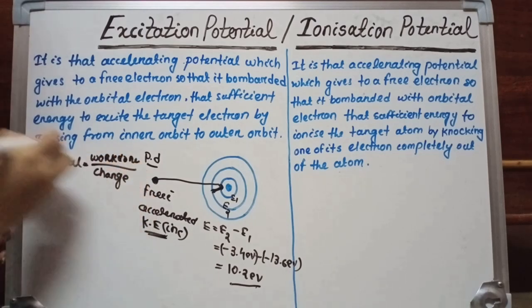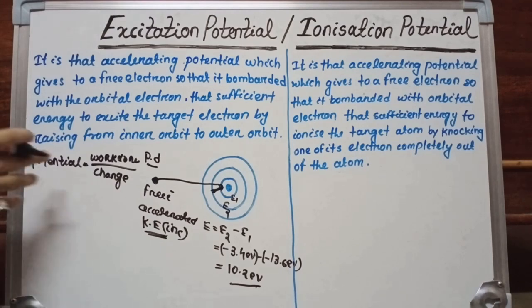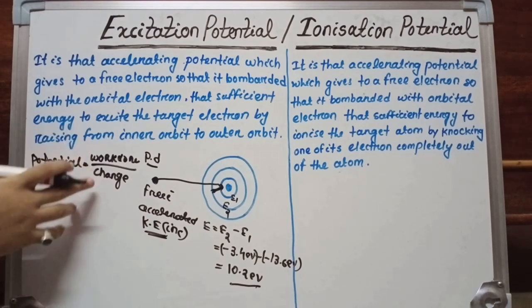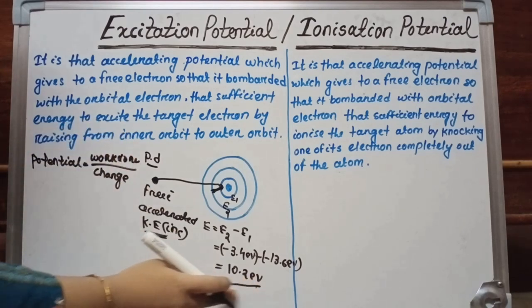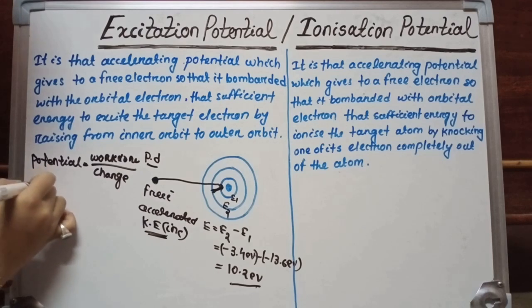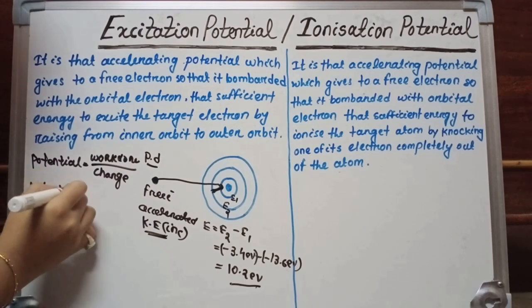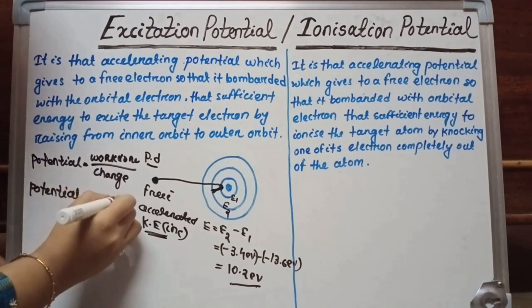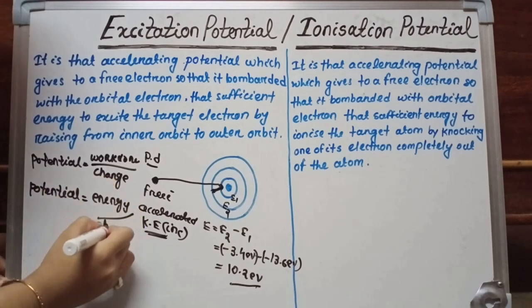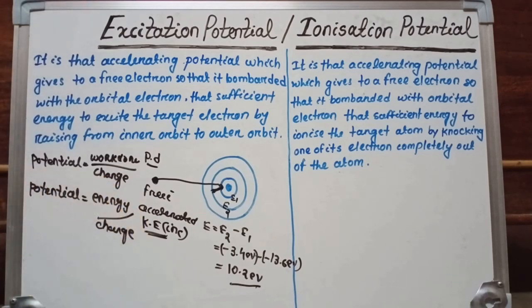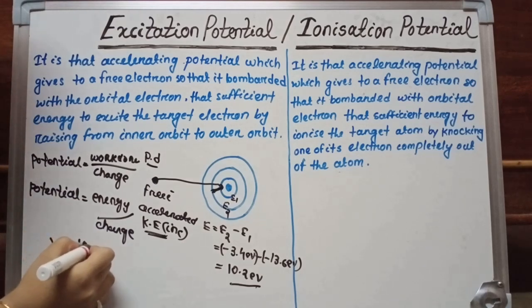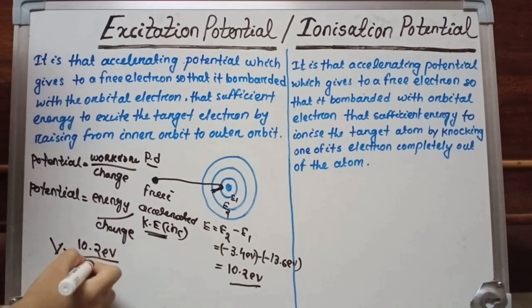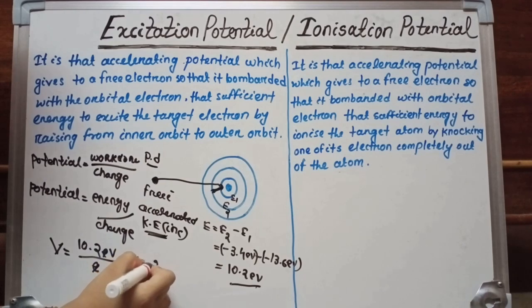According to the work energy theorem, the amount of work done is equal to the change in energy. Here work done is equal to that energy. So put the formula here: the potential equals energy divided by charge. Here that energy is the excitation energy. So potential V equals energy, that is 10.2 electron volt, divided by the charge of the electron. Then this equals 10.2 volt.